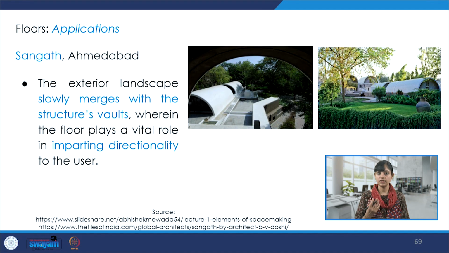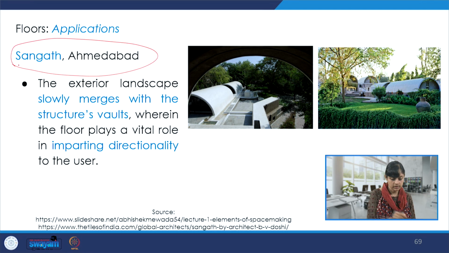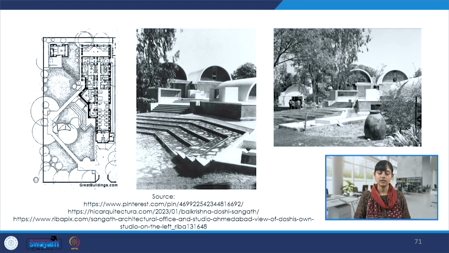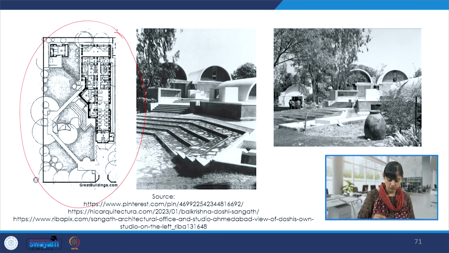Now, looking at some of the applications, this is Sangat in Ahmedabad, Doshi sir's office. And here we see a very, very interesting way how the office has been designed. The exterior landscape slowly merges with the structure's walls, wherein the floor plays a vital role in imparting directionality to the user. And there are patterns and textures that demarcate the flow of movement. And here we see the drawing and different views. It's a beautiful office, a lovely space to be in.